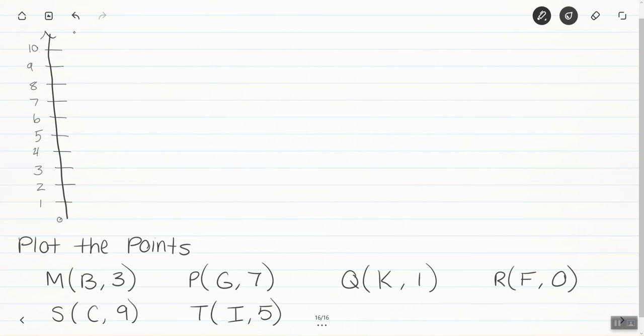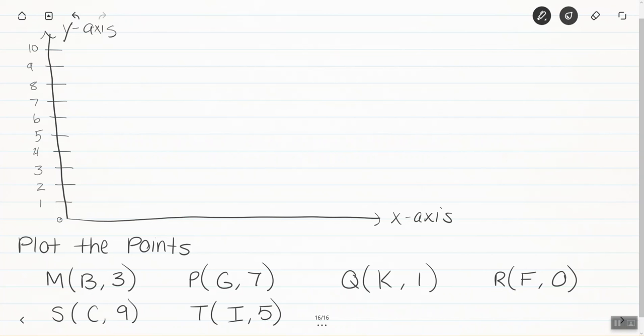So this is the y-axis, which is that vertical axis that we talked about in the notes that you copied on the previous page. All right, now the horizontal axis is the x-axis.